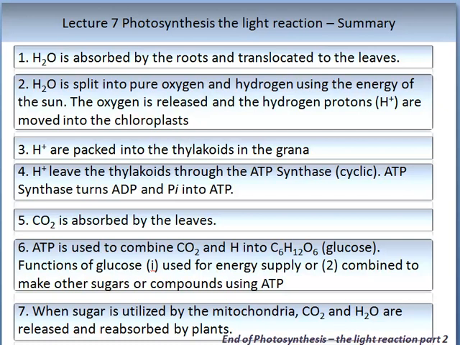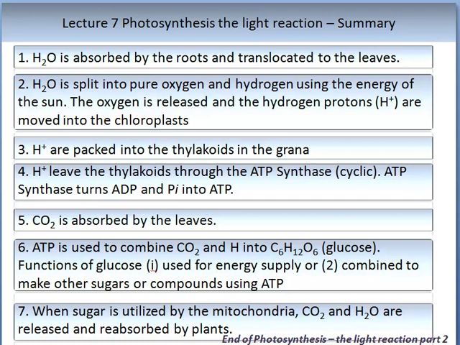The hydrogen protons are packed into the thylakoids in the grana. The hydrogen protons leave the thylakoids through the ATP synthase, which is a cyclic reaction. ATP synthase turns ADP into ATP with the addition of an inorganic phosphate. Carbon dioxide is a gas from the atmosphere that is absorbed by the leaves. ATP is used to combine carbon dioxide from the atmosphere and hydrogen into the compound glucose.